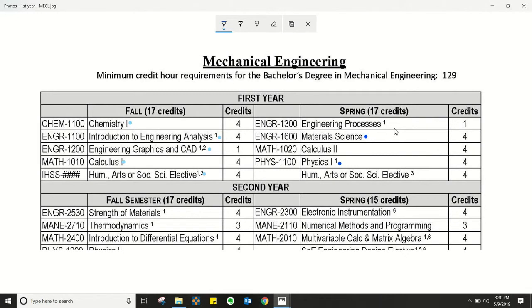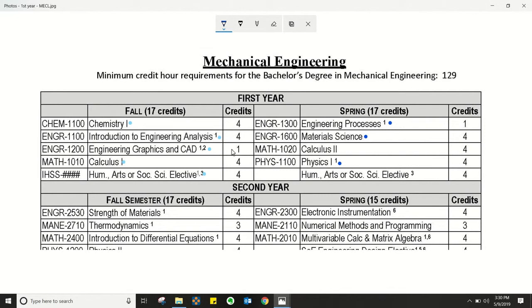Alternatively, you can also swap Engineering 1300, Engineering Processes, which is placed in the spring semester on your template, with CAD or Communications. Any sequence of these courses within the first year is perfectly fine.